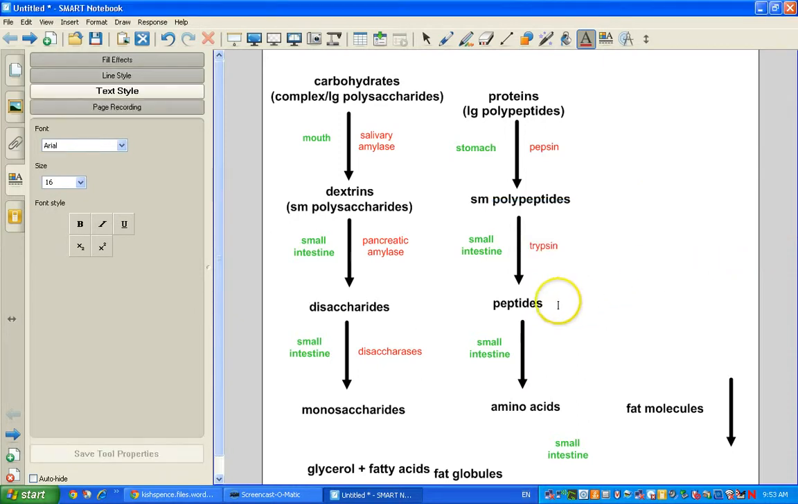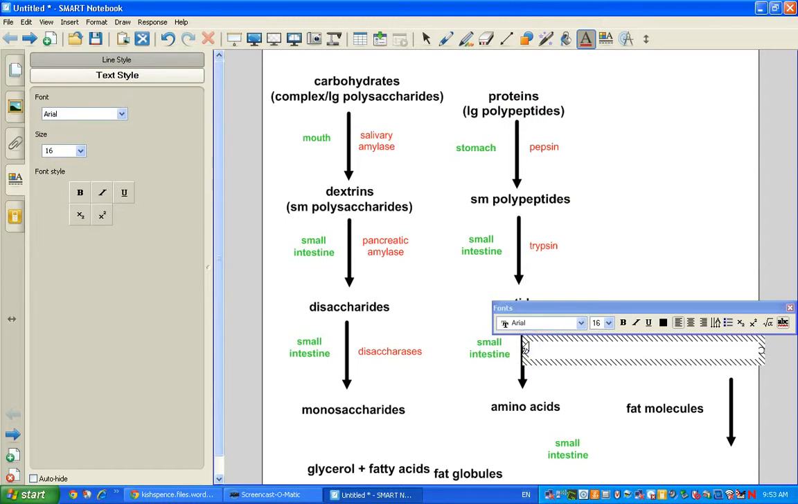Okay? So trypsin makes those small polypeptides into peptides. And then the last enzymes that work are the ones that break down peptides.